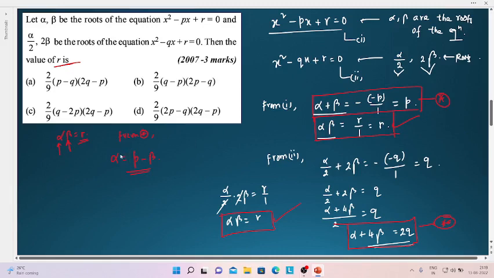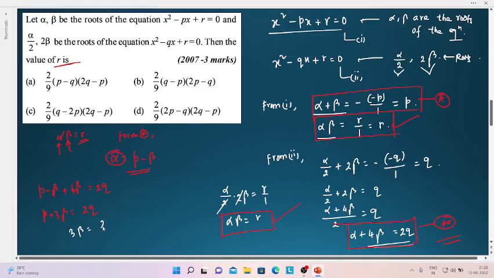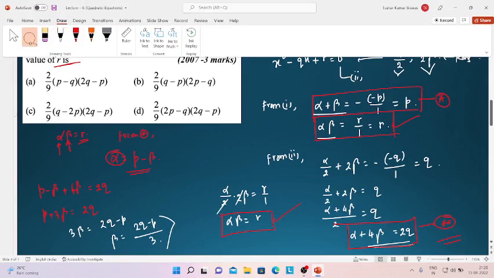So let's put the value of alpha in 2 star. We will have p minus beta plus 4 beta equals 2q, right? So it will be p plus 3 beta equals 2q. Can you tell me what will be the value of 3 beta? It will be nothing but 2q minus p. So what will be the value of beta? It will be 2q minus p upon 3. So we got the value of beta.